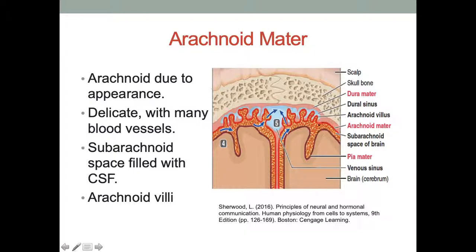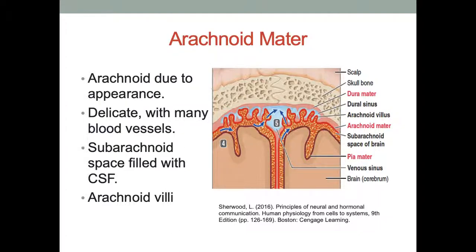It is a delicate layer with a lot of vascular tissue in it. So it richly has a bunch of blood vessels and helps with a bunch of things there. The subarachnoid space, which is between the red arachnoid mater and the dark red pia mater here, is generally filled with cerebral spinal fluid, and so that's where the shock absorption comes in.